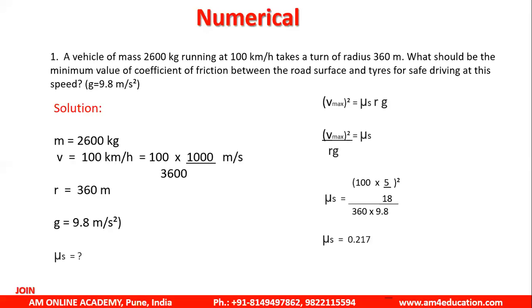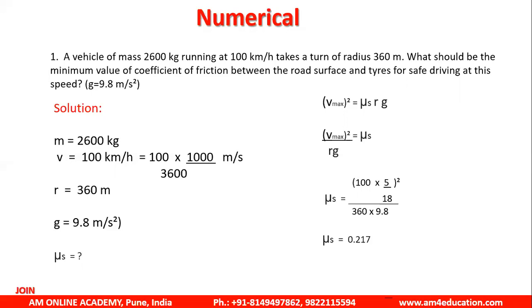Now let us see one numerical, so that things will be more clear. Here we have one numerical. Mass of the vehicle is 2600 kg, running at 100 kilometers per hour, and it's taking a turn of radius 360 meter. What should be the minimum value of mu, the coefficient of friction between the surface of the road and tires, for safe driving at this speed? g is given as 9.8 meter per second square.